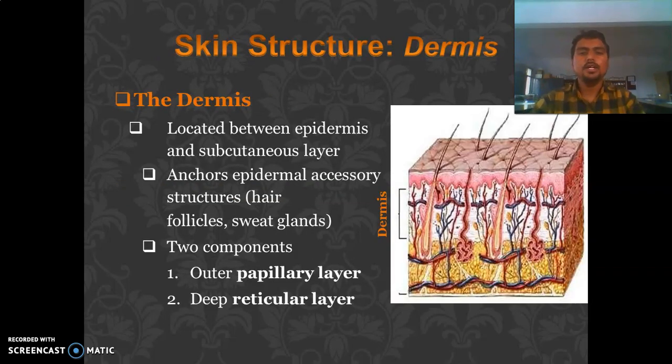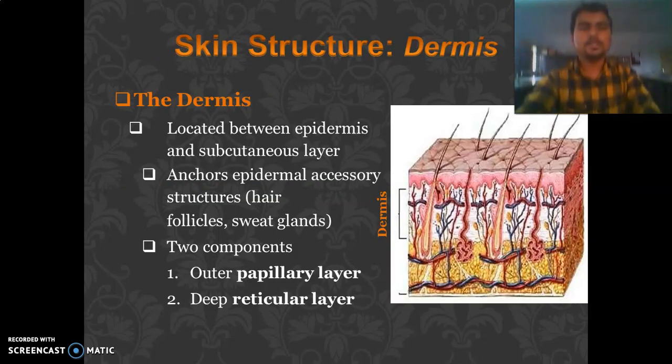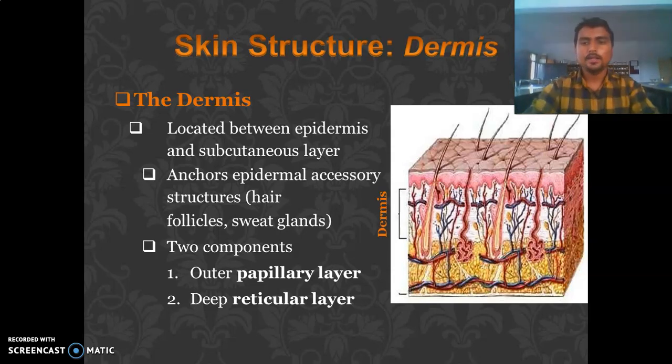Now we will see the dermis. After the epidermis, we will see the dermis layer. The dermis is located between the epidermis and the subcutaneous layer. It anchors the epidermal accessory structures, which are hair follicles and sweat glands. It has two components. The outer is the papillary layer and the deeper is the reticular layer.